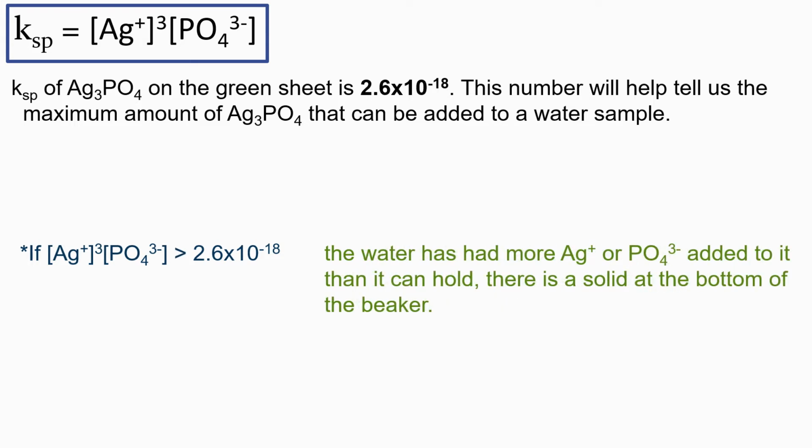And in a case where our silver ion concentration cubed multiplied by our phosphate ion concentration is larger than the maximum dissolvable amount, that number on the green sheet, that means the water has had more silver ions and phosphate ions added to it than it can hold. There is going to be solid sitting on the bottom of the beaker and the solution will be completely saturated.